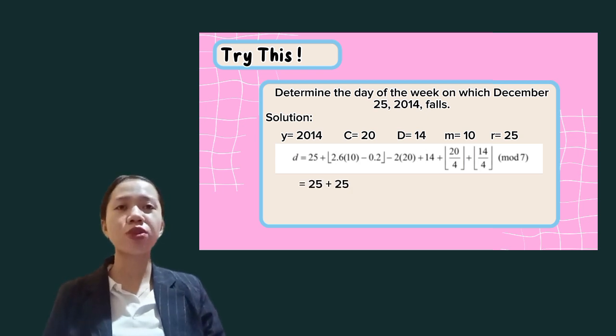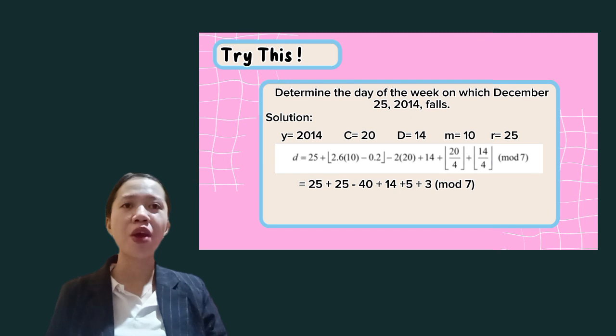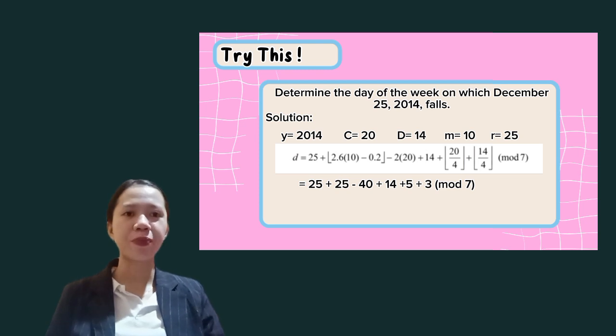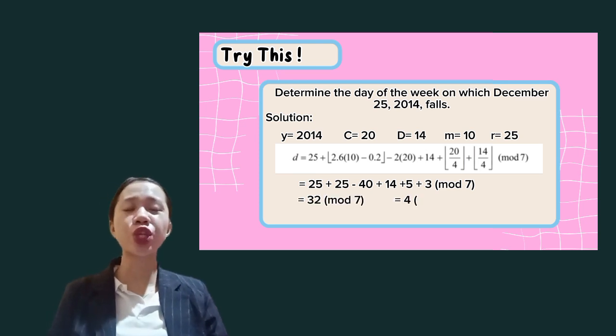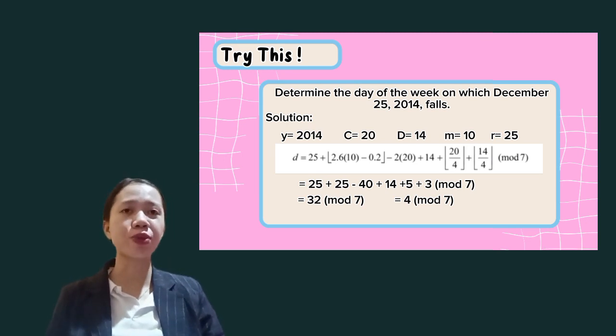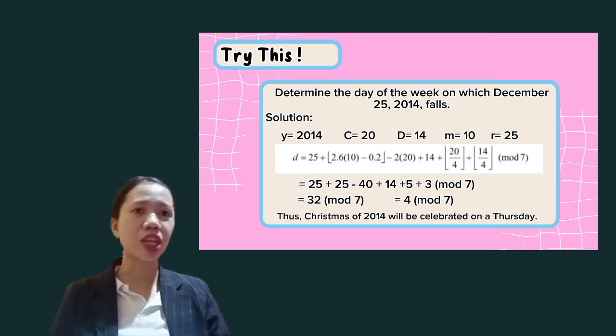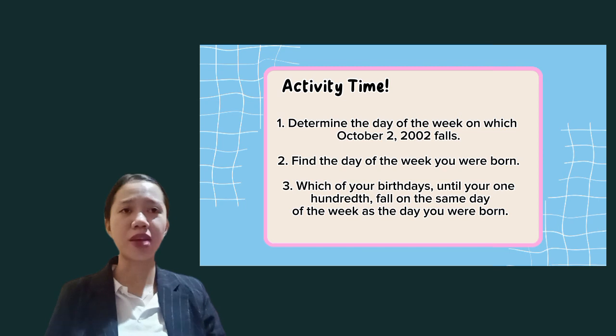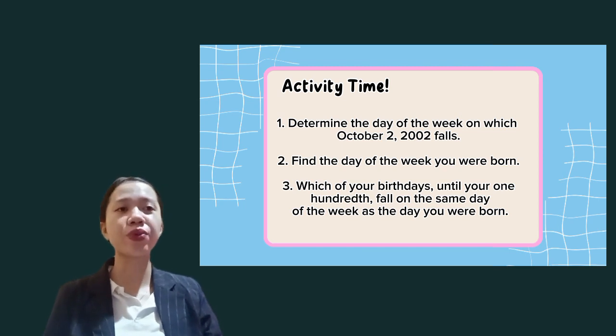So that is equal to 25 plus 25 minus 40 plus 14 plus 5 plus 3 modulo 7. And that is equal to 32 modulo 7. So 32 modulo 7 is equal to 4 modulo 7. Thus, Christmas of 2014 will be celebrated on a Thursday. So for your activity, try to answer these problems and send it to our Google Classroom.